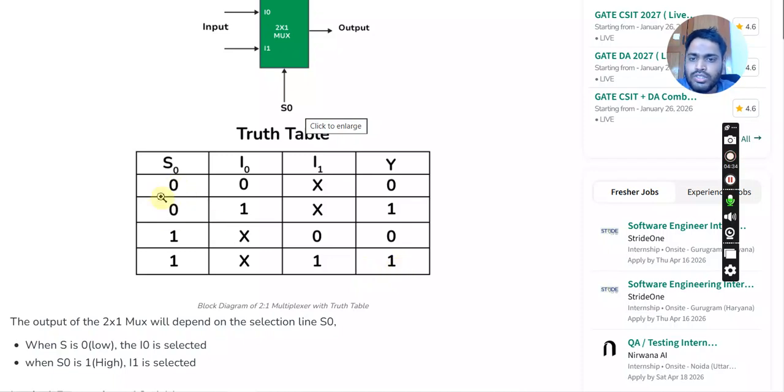So S0 is just the selection point. So it is 0 and it is 1. So why 2 zeros? Because it will select I0, and for I0 we have two different values, 0 and 1. For 1 it will select I1, and for I1 also we will have two different values. For 0 it will select I0 and it will disable I1. For 1 it will enable I1 and it will disable I0.